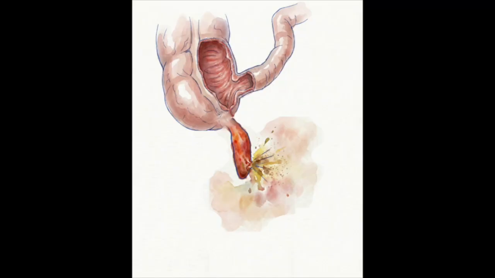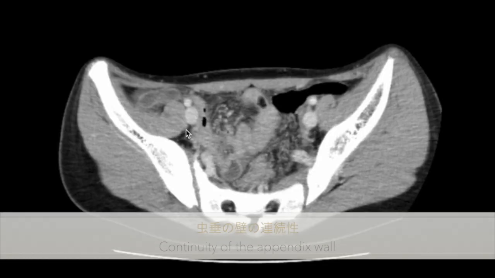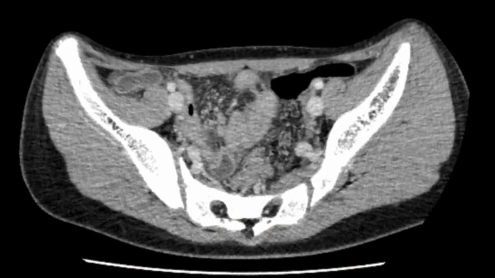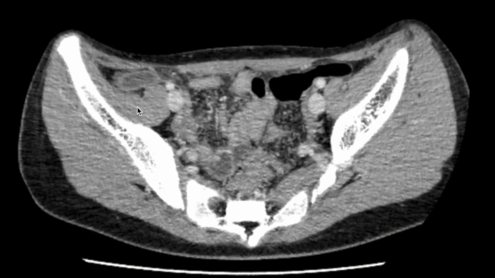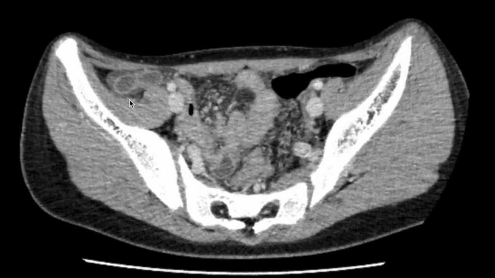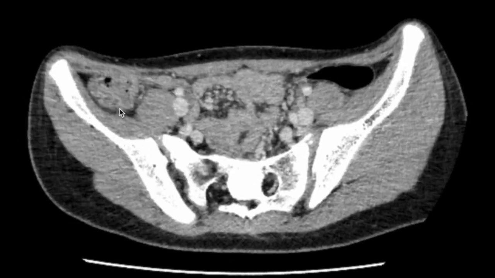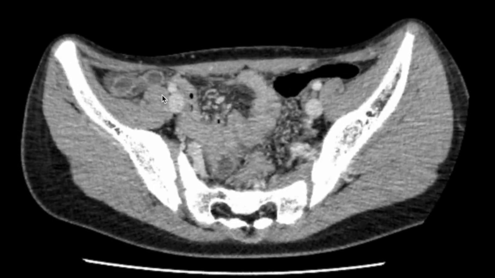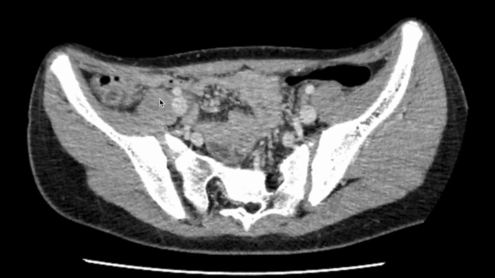To determine if perforation is present, we assess for discontinuity of the wall, the presence of free air, and any abscess formation. First, let's evaluate wall continuity. We need to inspect carefully using thin slices. Tracing the appendiceal wall, there's no evidence of interruption or rupture. The wall remains intact. We're using contrast, so the appendiceal wall enhances in white. There are no areas where the enhancement disappears.